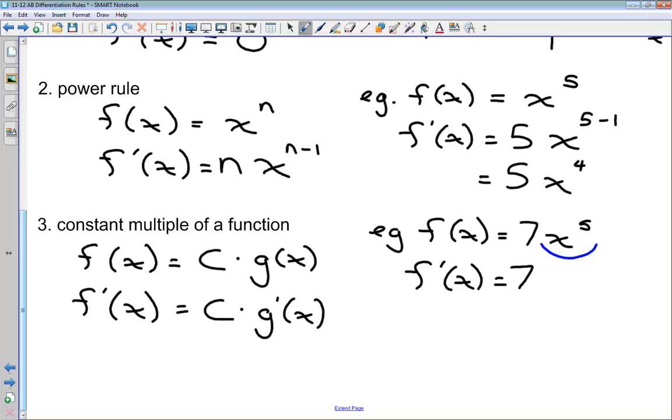Well, what's the derivative of x to the power of 5? We know that from this previous question up here. We know that if we take the derivative of x to the power of 5, we get 5x to the power of 4. So the derivative of 7x to the power of 5 is going to be 7 times 5x to the power of 4, or 35x to the power of 4.